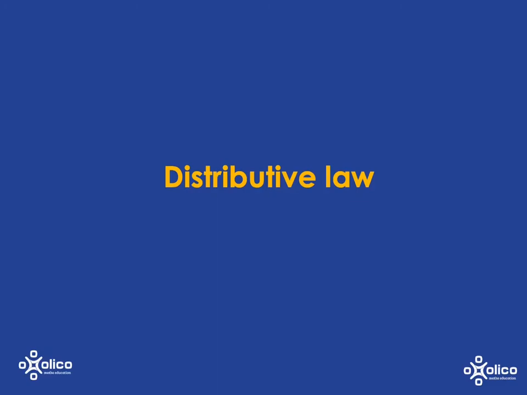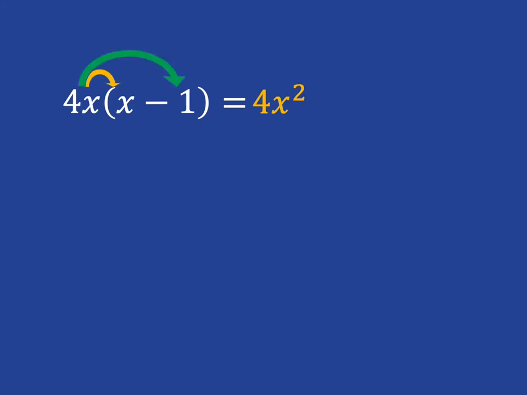We're going to look at a few more examples using the distributive law. If you're asked to simplify this expression by expanding the brackets, what you need to do is multiply 4x by x minus 1. So 4x needs to multiply with x, which gives you 4x squared. And 4x needs to multiply with minus 1, which gives you minus 4x.